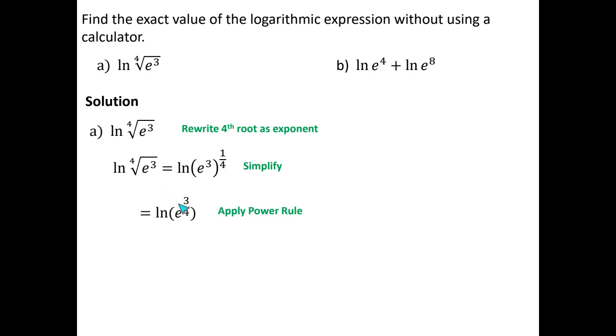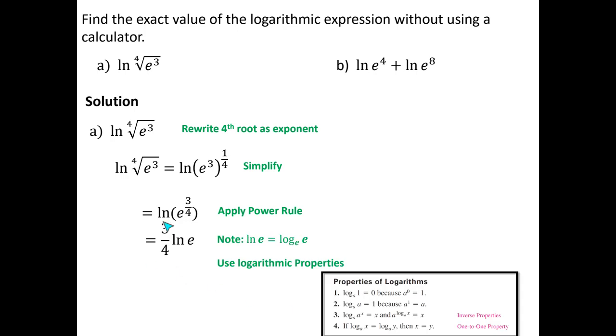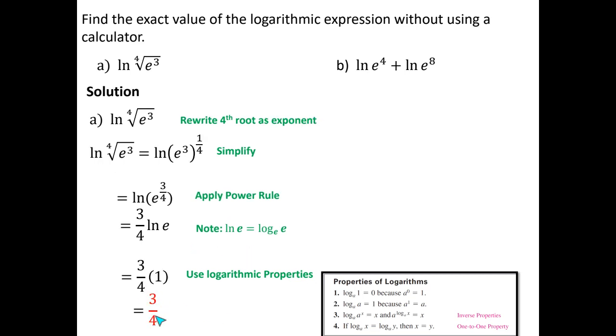Now I apply the power rule, which tells me to take the exponent to the front. And so I have 3/4 natural log of e. And notice that natural log of e just means log base e of e. And since the bases are the same, that's going to give us the exponent of 1. And so our answer would be 3/4.